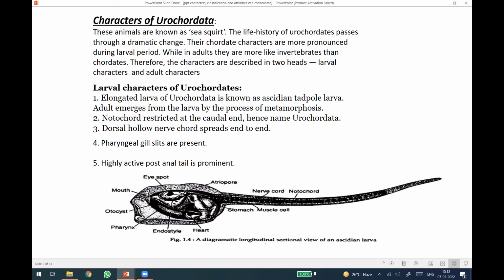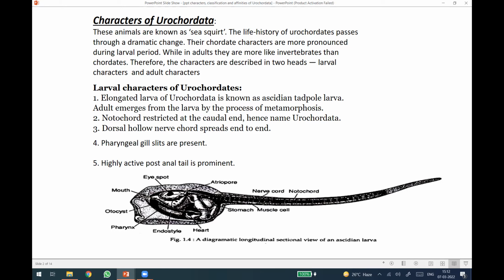As the name mentions, the Urochordates are the marine protochordates commonly called sea squirts. Previously we have also discussed that Urochordates, as the name Uro is associated with the tail, probably becomes evident that these are animals having a tail, but that's not very true.